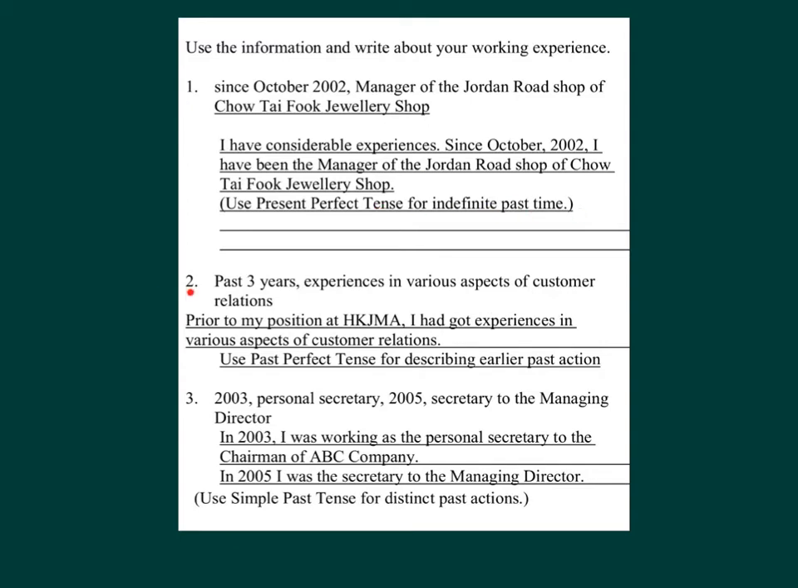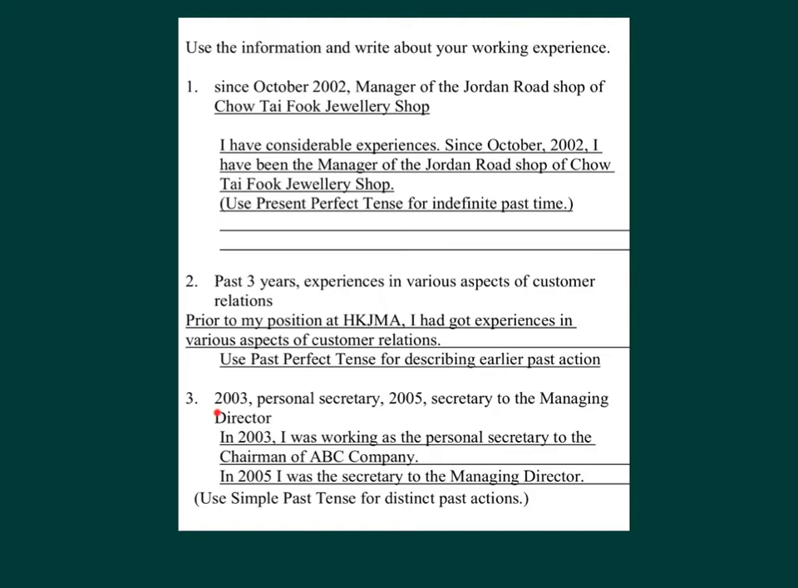Number 2. Information. Past 3 years, experiences in various aspects of customer relations. Presentation. Prior to my position at HKJMA, I have got experiences in various aspects of customer relations. Use past perfect tense for describing earlier past action.